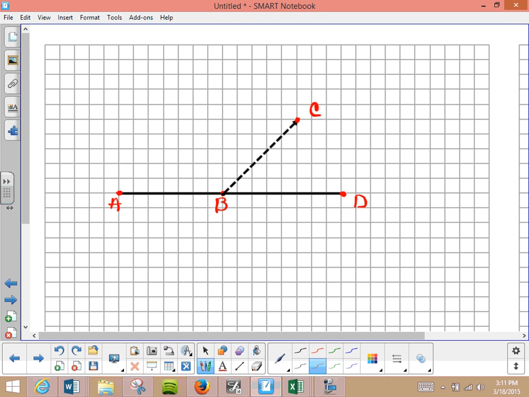A, B, C, D. Yes. C is wherever you created the point. Where did you create the point? We got it? Is anybody confused where C goes? Thank goodness. Okay. I was about to get worried.